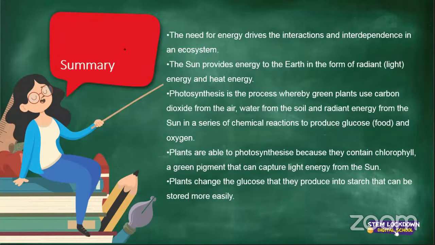So in summary, the need for energy drives the interactions and interdependence in an ecosystem. The sun provides energy to the earth in the form of radiant energy and heat energy. Photosynthesis is the process whereby green plants use carbon dioxide from the air, water from the soil, and radiant energy from the sun in a series of chemical reactions to produce glucose, which is food, and oxygen. Plants are able to photosynthesize because they contain chlorophyll, a green pigment that can capture light energy from the sun. Plants change the glucose that they produce into starch that can be stored more easily.